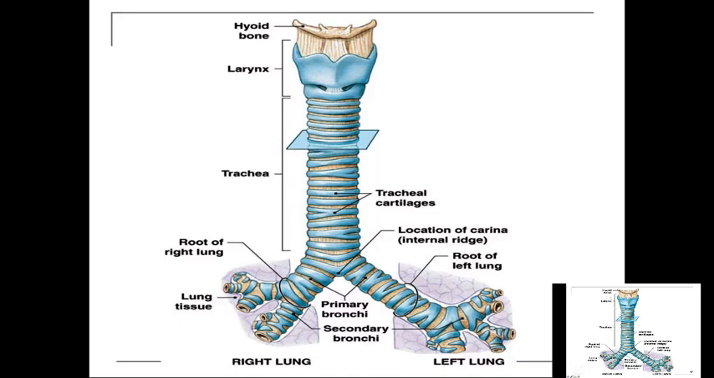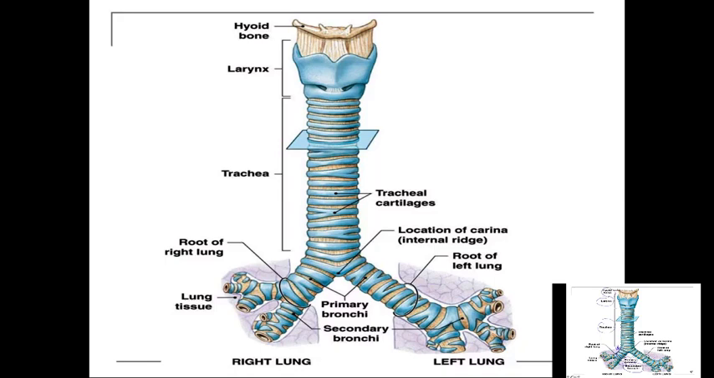All right, so here's the larynx. There's your hyoid bone up on top. There's your trachea. And here is your primary bronchi and then secondary bronchi. Right and left together are bronchi. When you're talking about one, this one here would be the right primary bronchus. Usually the right primary bronchus is shorter and wider in diameter.